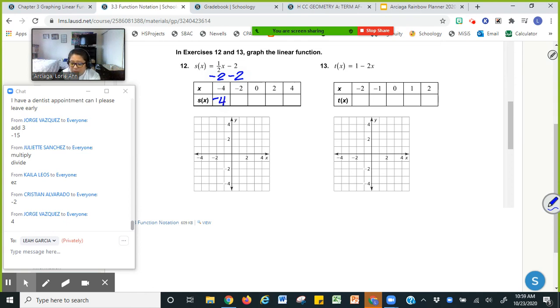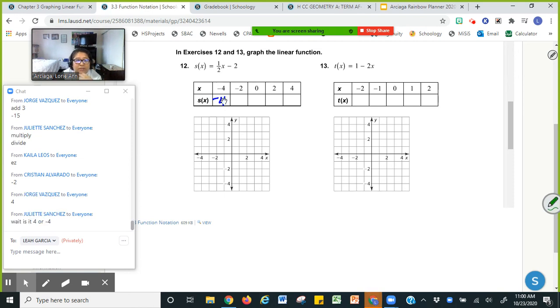Did you guys understand what I did, or do I have to write it out? You gotta let me know because I can't see you and I can't read your mind. Okay, wait, is it 4 or -4? Well, we'll check again. That's 1/2 of -4 minus 2. So 1/2 of a negative is still negative, and then -2. So when you combine them, you get -4. So it is -4.